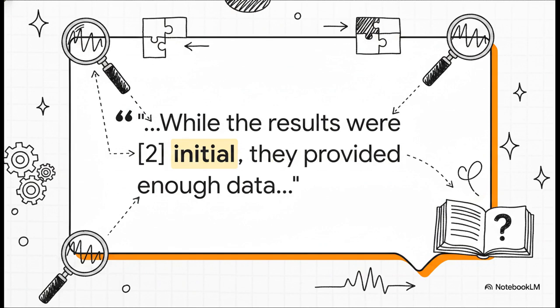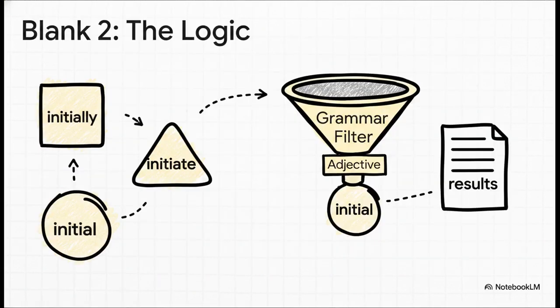It reads, while the results were blank, they provided enough data. Let's think about what kind of word needs to go in that blank. So the options are initial, initially, initiate, and initiation. This is a classic grammar question. The sentence is describing the results, and results is a noun. So what kind of word do we need to describe a noun? That's right, an adjective.